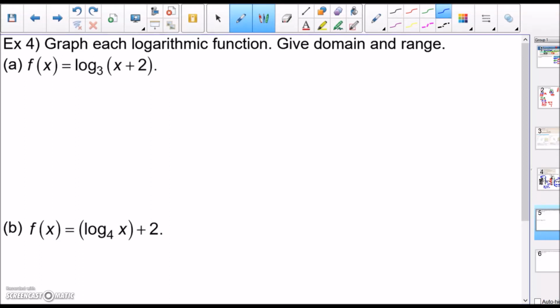Example 4, graph each logarithmic function, give domain and range. So part A is f of x equals log base 3 of x plus 2. What you want to notice is that this is a shift left 2, okay? Otherwise, we're essentially just looking at a log base 3 of x that's shifted left 2.